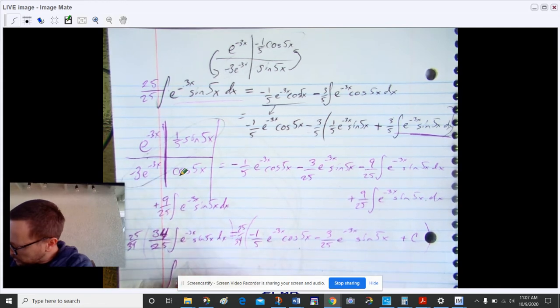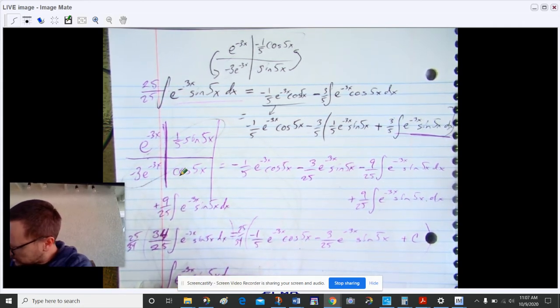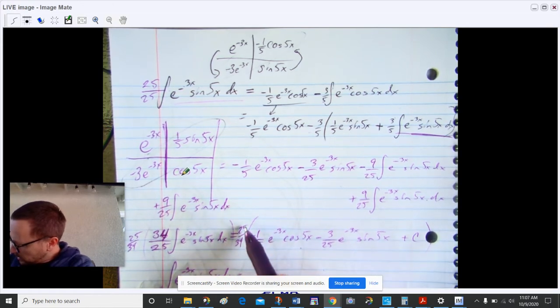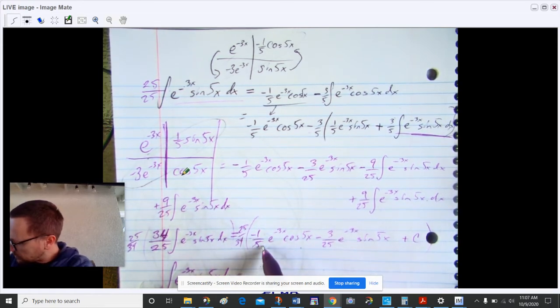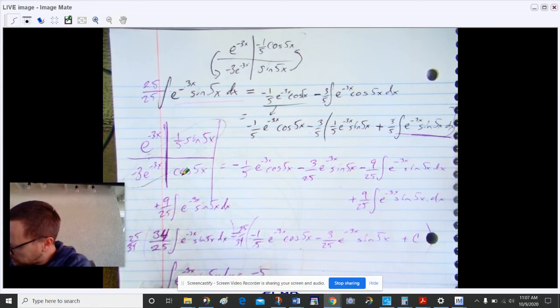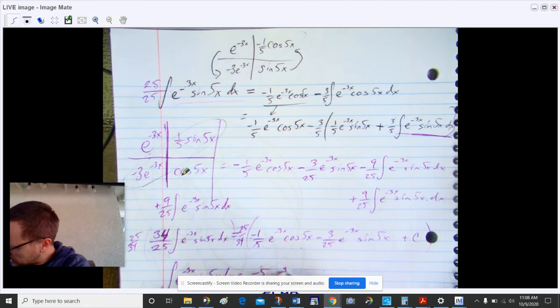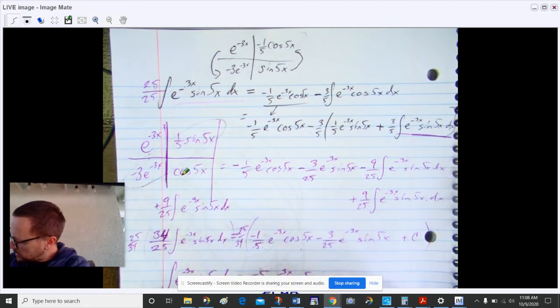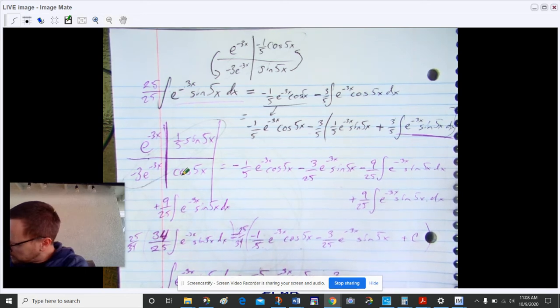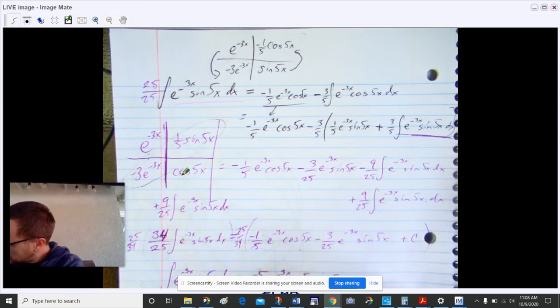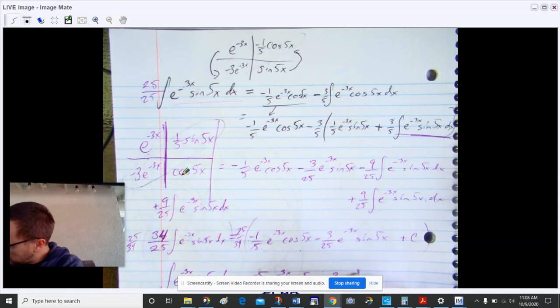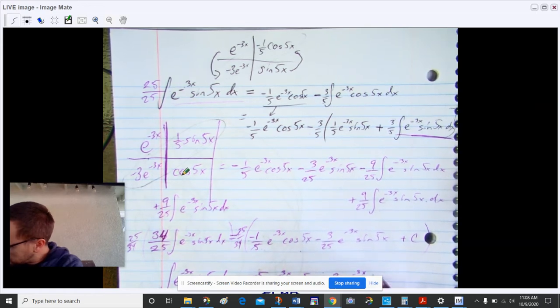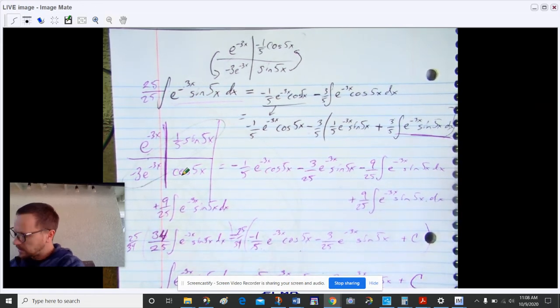And so we end up with the integral of e to the negative 3x sine of 5x dx. So we can reduce that. 25 divided by 5 is 5 times negative 1 is negative 5 over 34 e to the negative 3x cosine of 5x. This gives us negative 3 over 34 e to the negative 3x sine of 5x plus c.